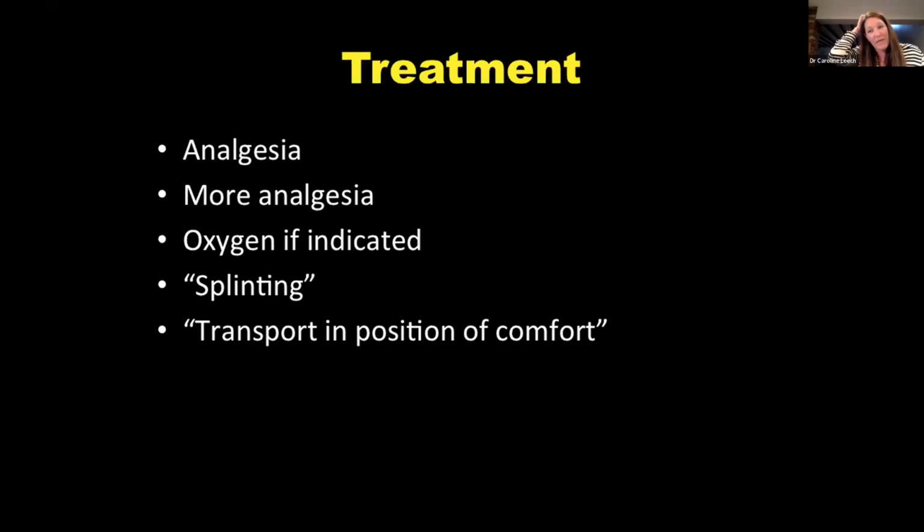Our patients may be immobilised on a scoop, we might not have an option, but if we've cleared the spine, then transport in a position of comfort, which for people with chest injuries is normally sat up. They're going to get much better respiration like that.